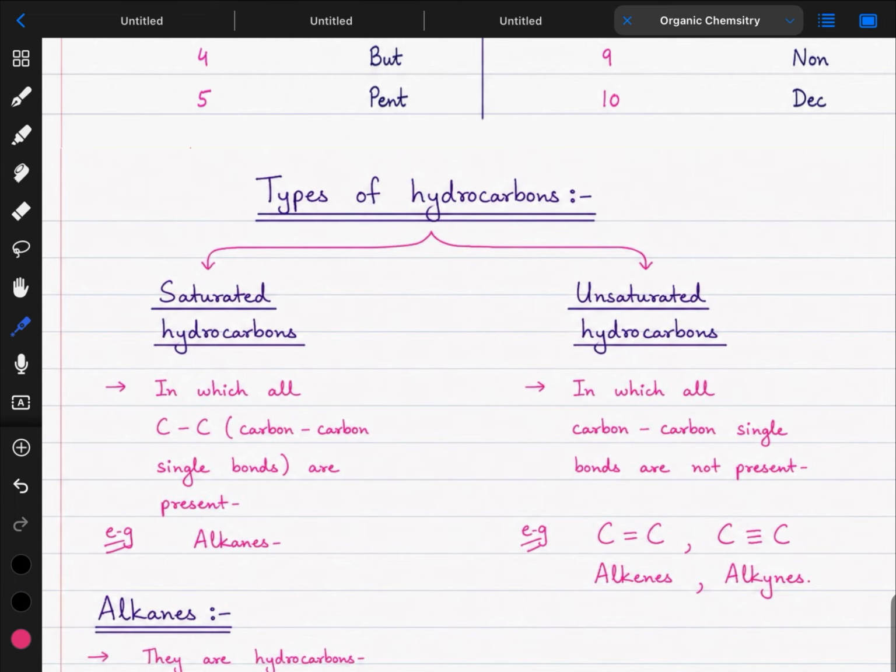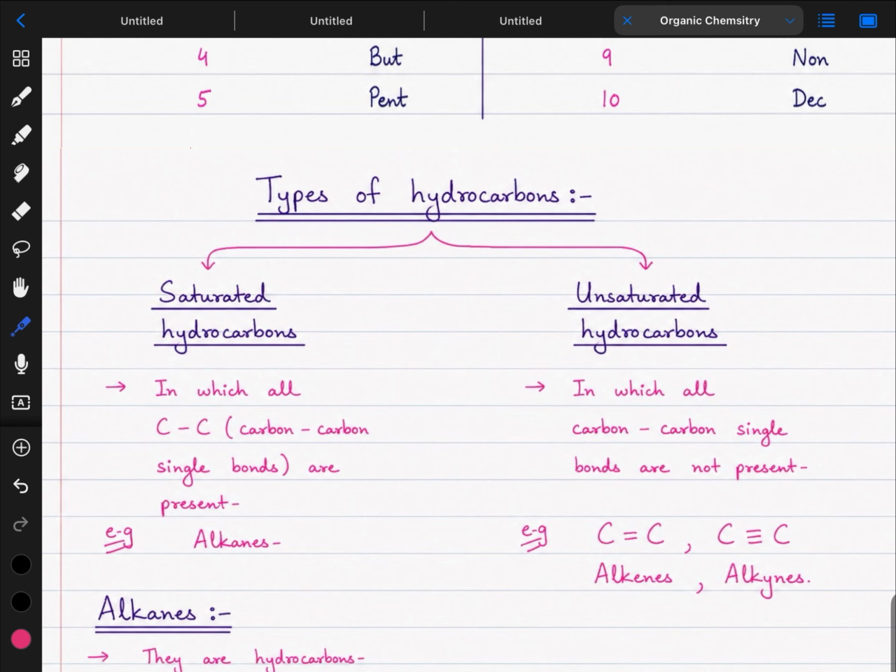Okay, so furthermore, types of hydrocarbons. Hydrocarbons are broken down into two basic components, saturated hydrocarbons and unsaturated hydrocarbons. Now, what is actually a saturated hydrocarbon? It's basically a compound that contains all carbon-carbon single bonds.